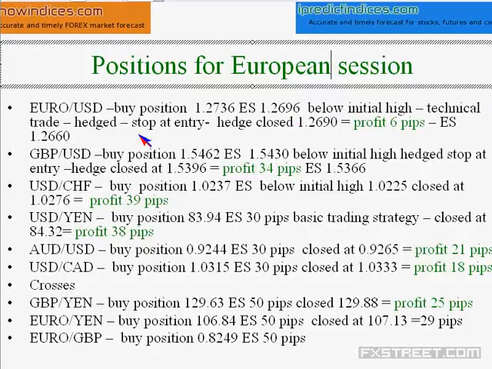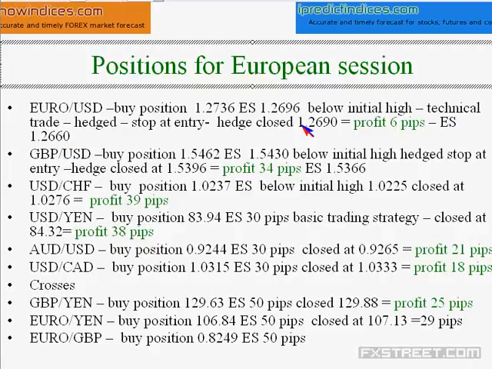I kept the entry stop, and during that late European session, they dropped and hedged me, going below that little bit. So I kept the stop at entry at 1.2696, and then later on I identified that they are not going below 1.2690. Then I closed the hedge position at 1.2690 and made about 6 pips profit, and the entry stop was placed 30 pips below.